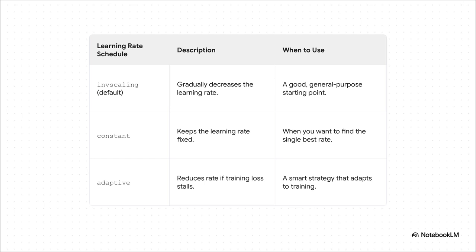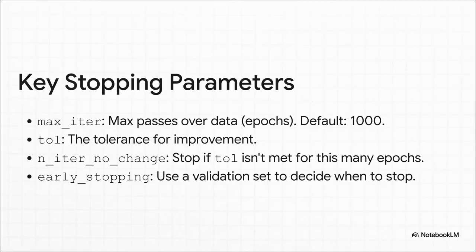It's a really clever way to zero in on the best solution. Now, we also need to tell our model when to quit. You don't want it training forever. Max iter is like a hard cutoff, the maximum number of times it can look at the data. But for a more intelligent stop, you can use tol and n_iter_no_change together. They basically say, hey, if the model hasn't improved for, say, the last 5 rounds, just stop.